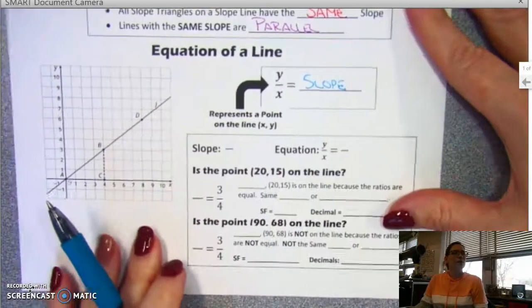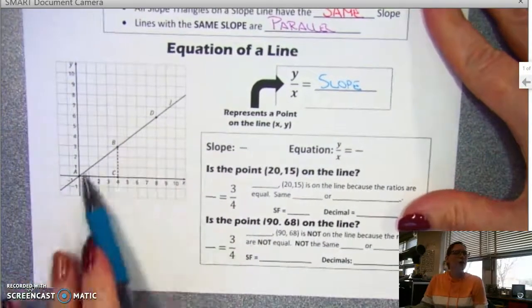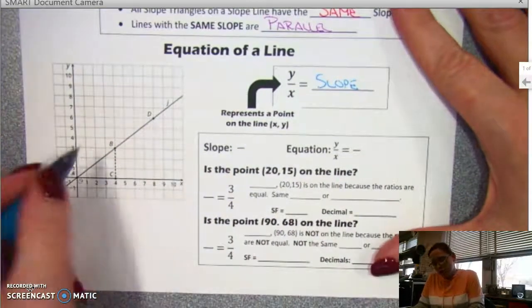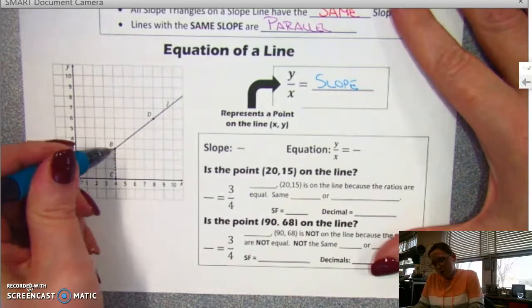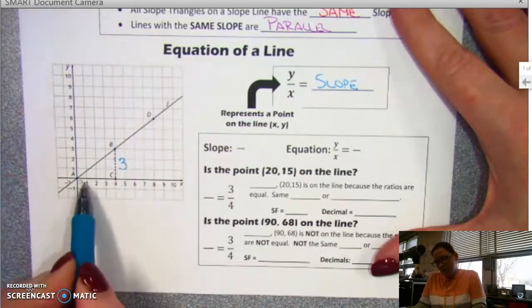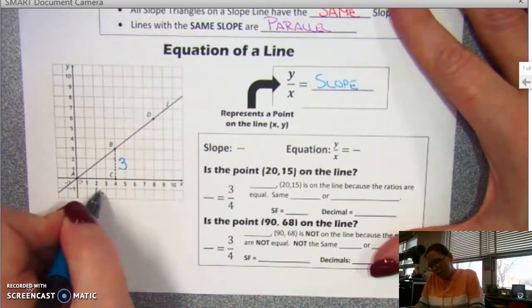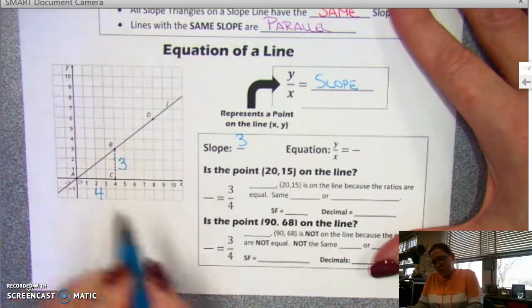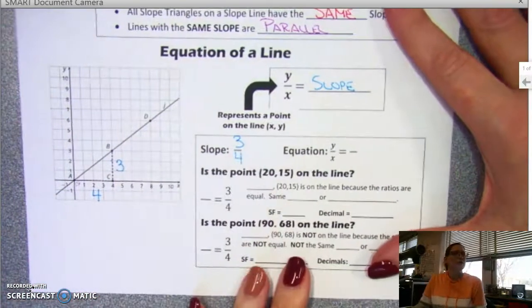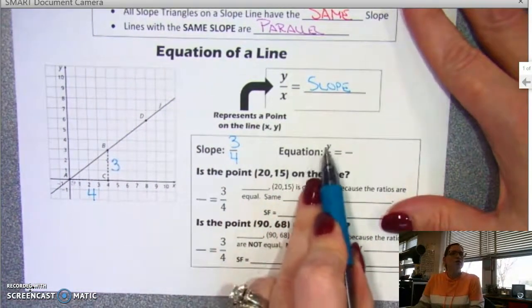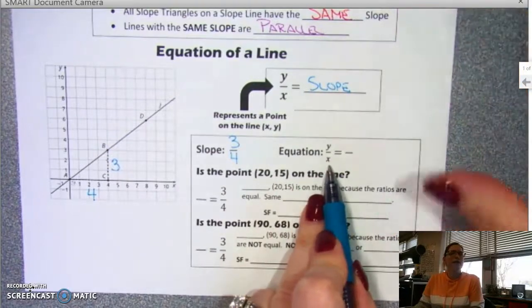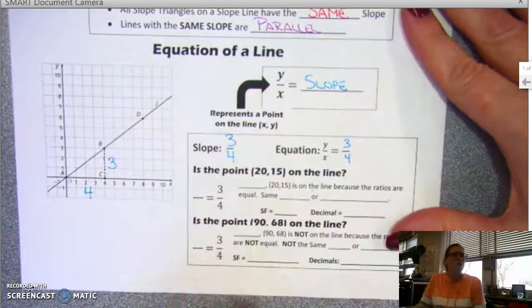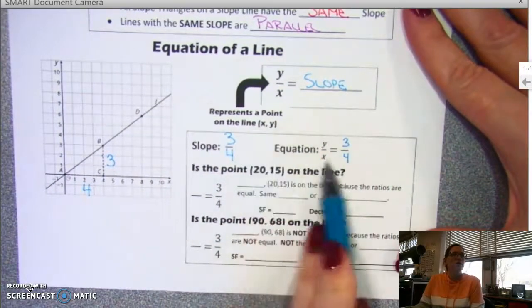So if we know that information, the first thing we do in our graph is look for what the slope is. That would be our rise over run. So we would have 1, 2, and a 3 over here. And we'd have 1, 2, 3, 4 over here. So my slope would be rise 3, run of 4. So there would be my slope. So my equation would turn into y over x, which represents any point, equals our slope 3 over 4. So there's our equation. So if you're asked to write an equation, this is what it would look like.